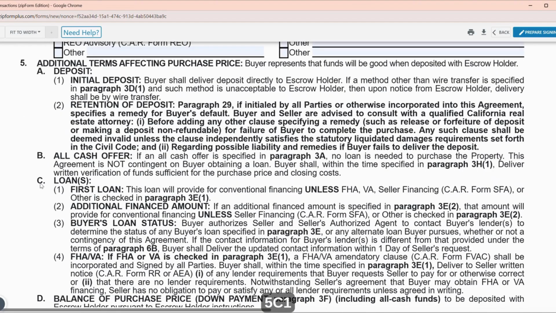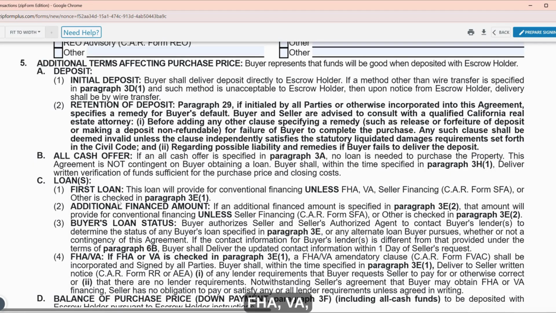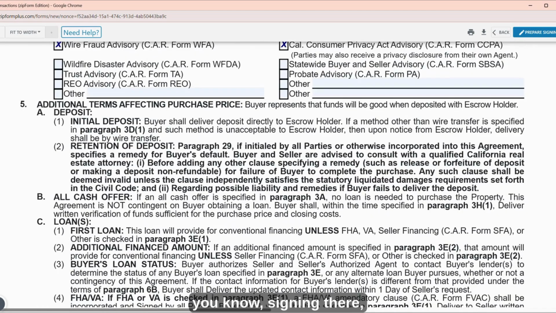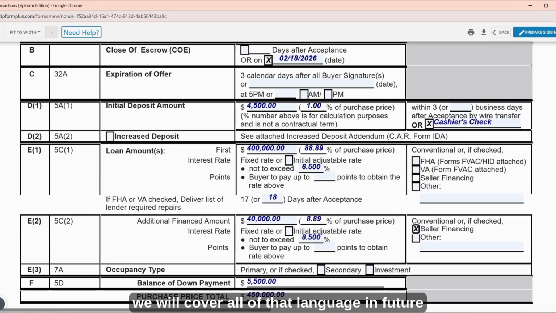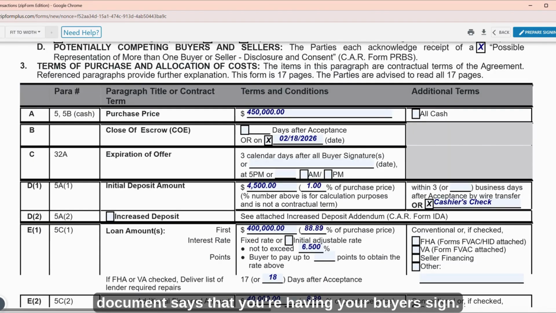So here's 5C1, first loan. This loan will provide for conventional financing unless FHA, VA, seller financing, or other is checked in paragraph 3E. So if you have any questions about what you're actually signing there, you can go down to the appropriate language. And we will cover all of that language in future sections because I think it's really important for you to know what this document says that you're having your buyers sign. So there you go. That's section 3.